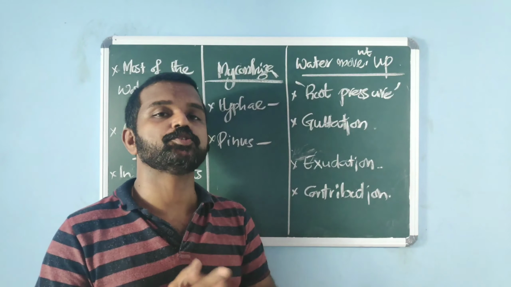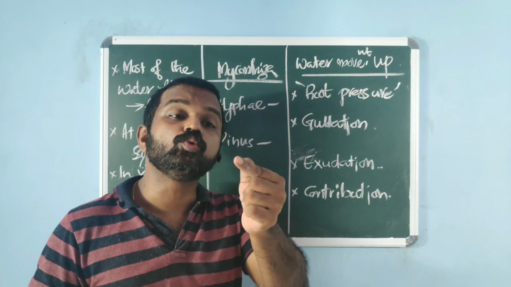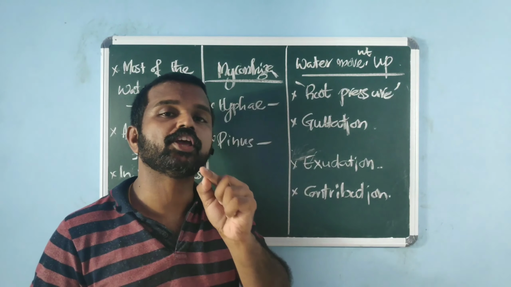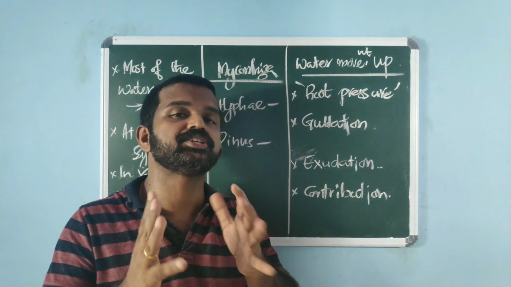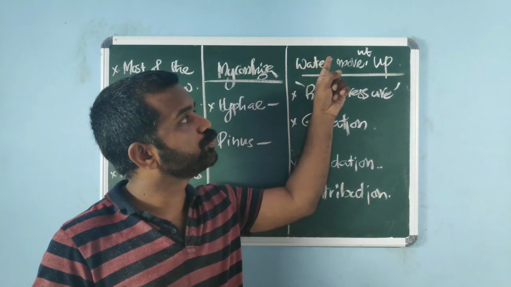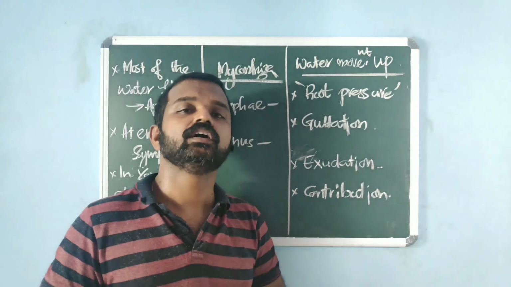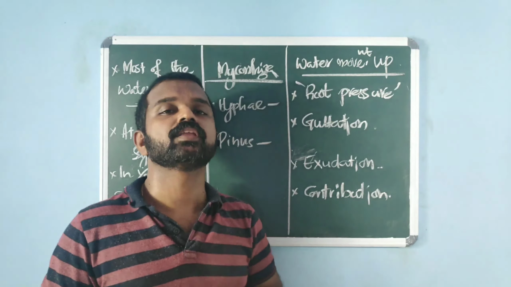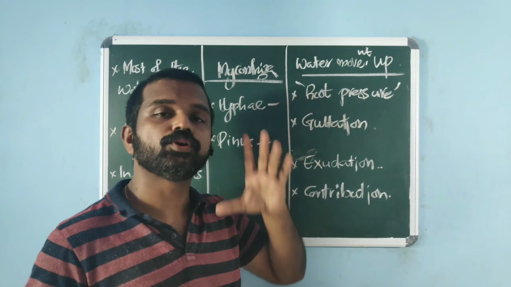Guttation takes place mainly at night and early morning. That is, water oozes out from specialized openings known as hydathodes, present at vein endings of leaves in herbaceous plants. This guttation is actually due to root pressure. Then exudation, that is the oozing of water droplets from an injured part, is also due to root pressure.